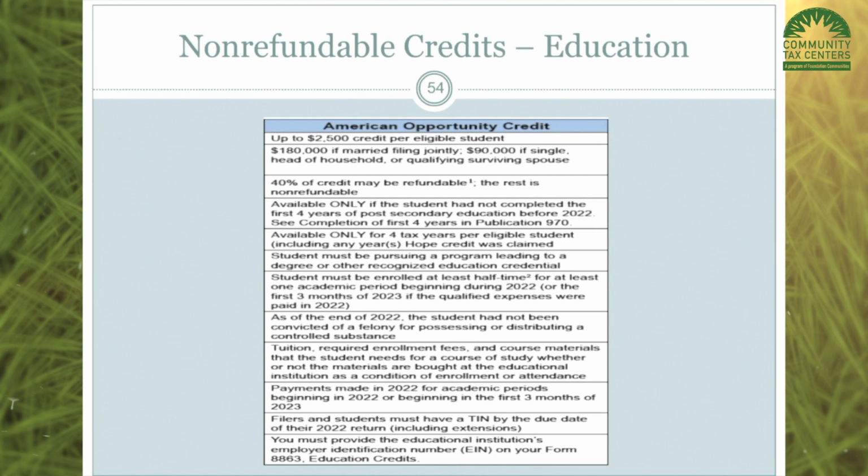At the end of the year, the student had not been convicted of a felony for possessing or distributing a controlled substance. So that disqualifies them for the American Opportunity Credit. I'm assuming maybe because it disallows individuals to qualify for FAFSA. So that is a question that we do actually have to ask on the taxes, in TaxSlayer, if a person is going to get the American Opportunity Credit, making sure that they have not been convicted.